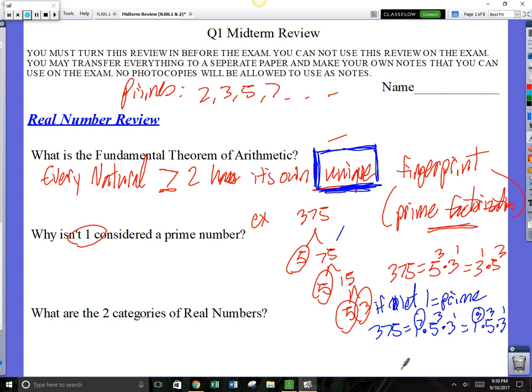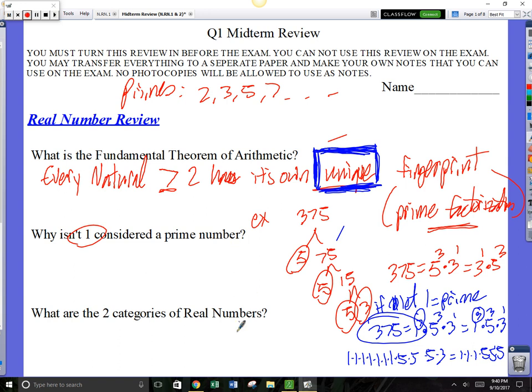So if I write them out, 1 times 1 times 1 times 1 times 1 times 1 times 1 times 5 times 5 times 5 times 3, that looks totally different than 1 times 1 times 1 times 5 times 5 times 5 times 3. It looks different because I've got a lot more 1s, but anytime I times by 1, it doesn't really change the value. So they both return a 375, but the uniqueness is totally thrown out the window. So because we have to have a unique fingerprint, we're going to say 1 is not allowed to be prime. The first prime is going to be 2.